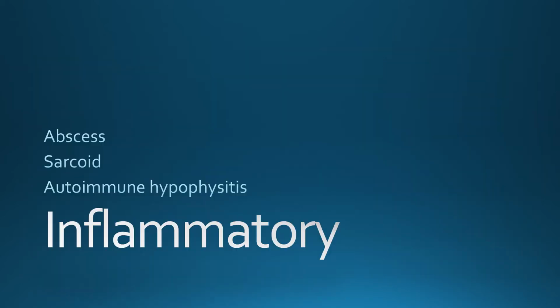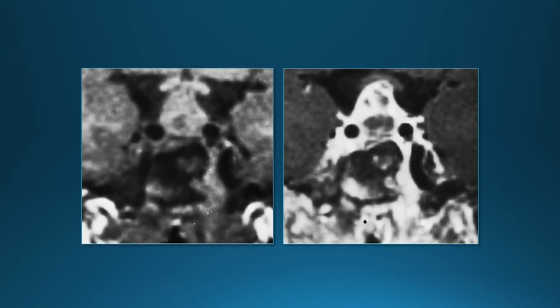Let's move on to inflammatory lesions. We'll talk about abscess, sarcoid, and autoimmune hypophysitis. Pituitary abscess is very uncommon. This is a patient with a hypoenhancing lesion within the pituitary gland.